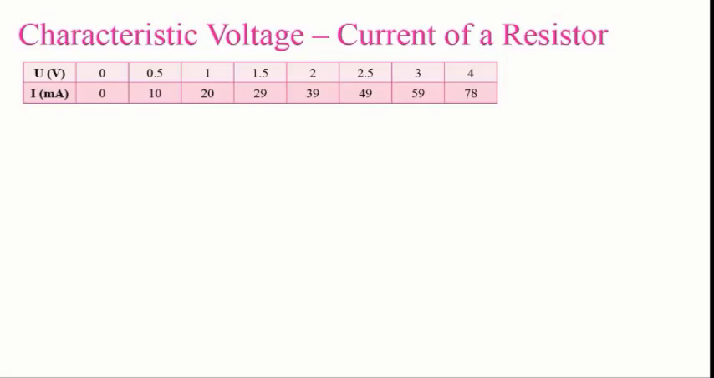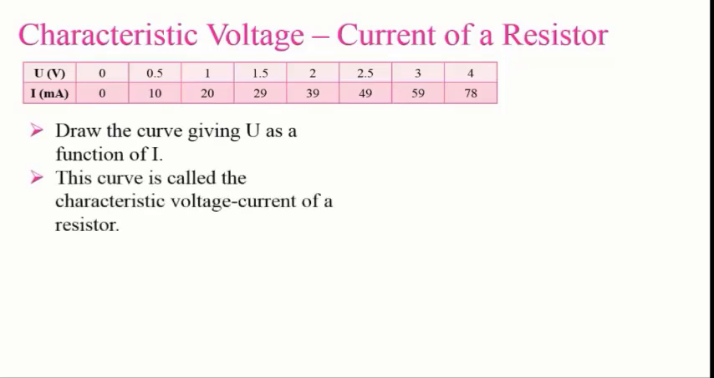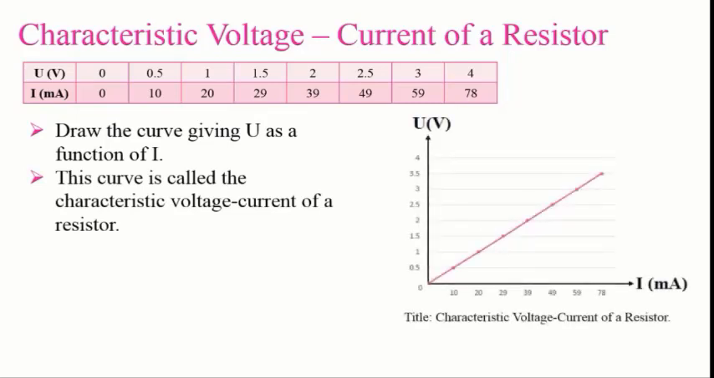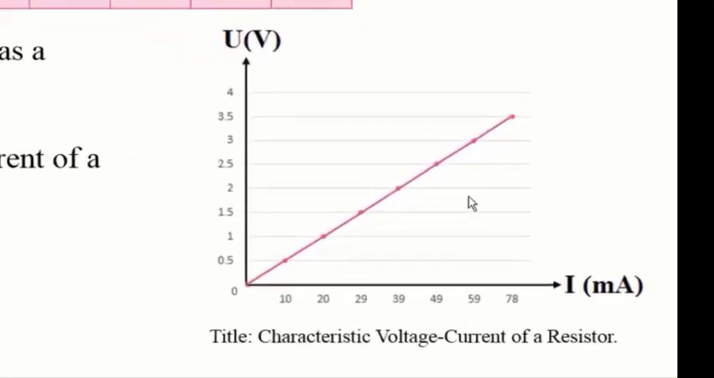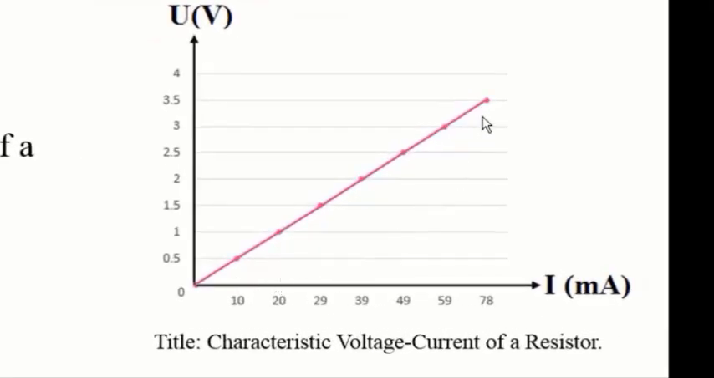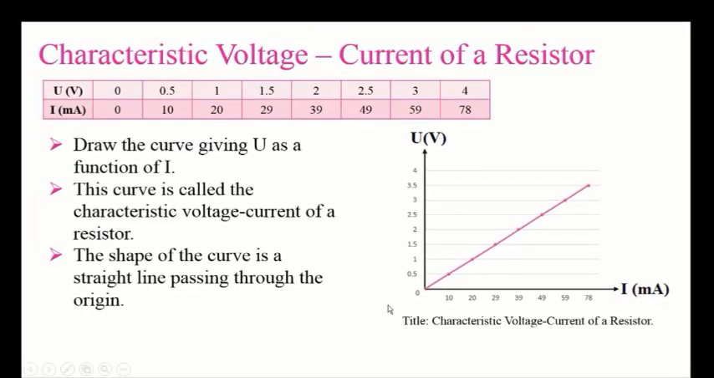So draw a curve giving U as a function of I. This curve is called the characteristic voltage current of a resistor. Observe this curve. As you can see, the curve is a straight line passing through the origin. Note that each resistor has a specific resistance.